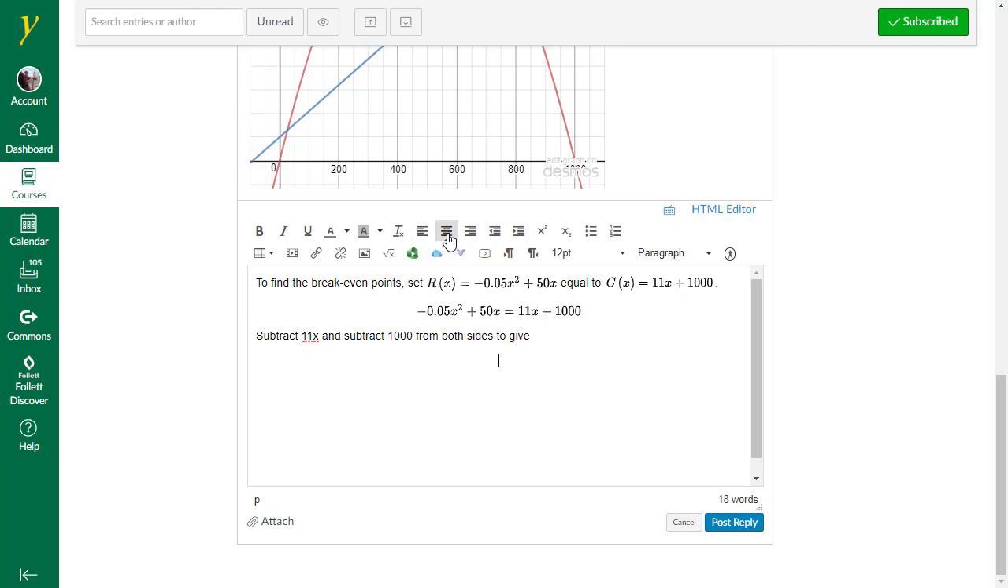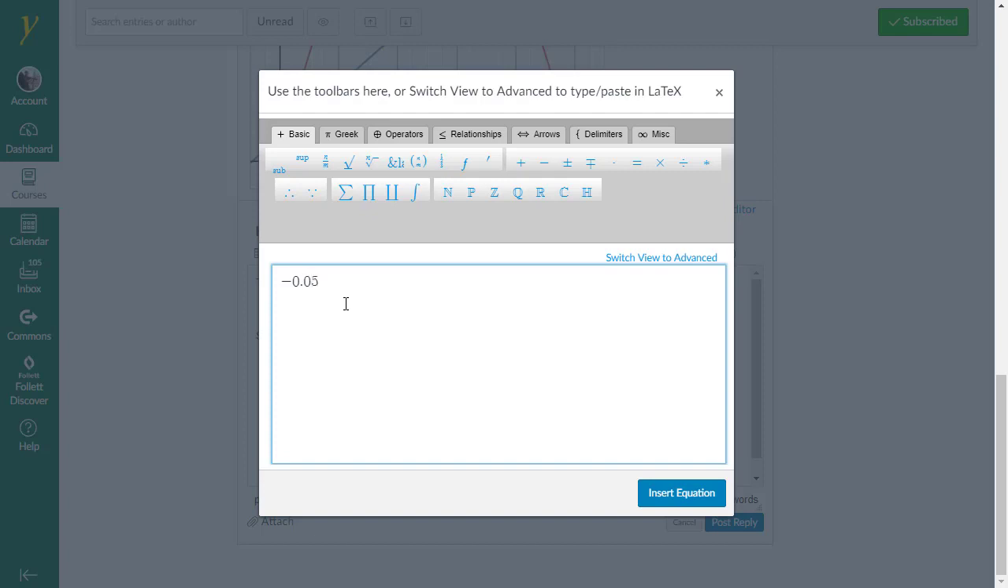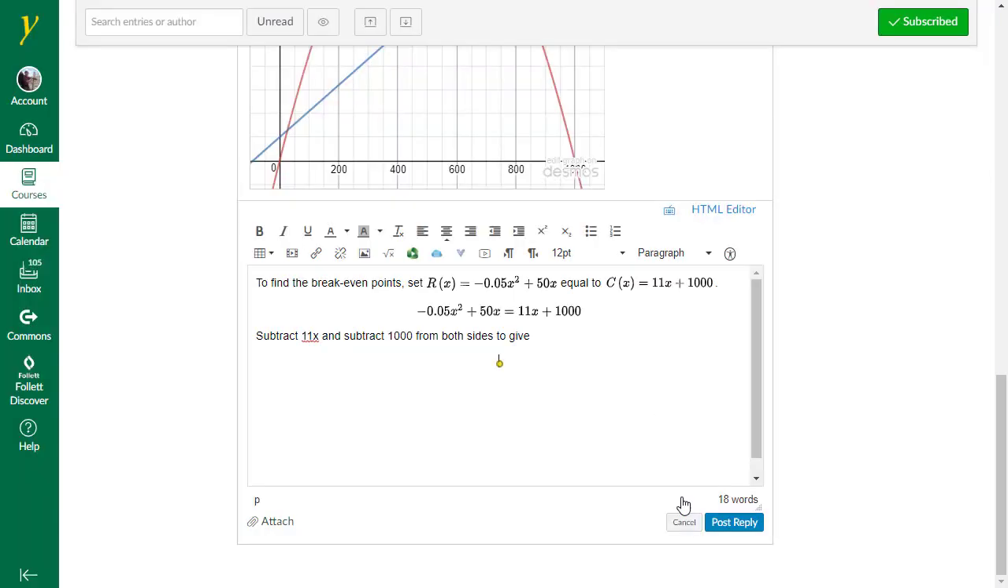I'm going to center it, and now let's go ahead and put in what we get when we carry out that work. So insert math equation, click in my box, I'll have negative 0.05x. I'll use my soup to put the 2 in, right arrow to get out of the power. It's going to be plus 39x, and then minus 1,000 equals 0. Click Insert, and that puts it into my post.